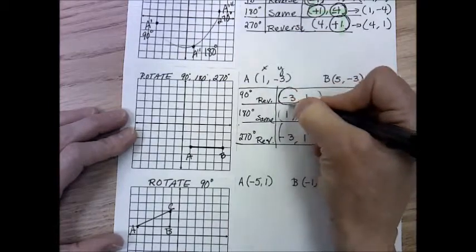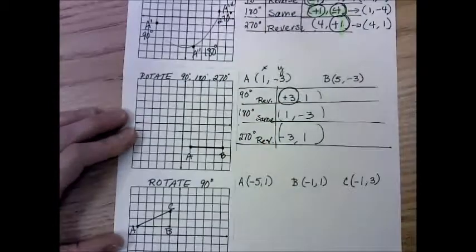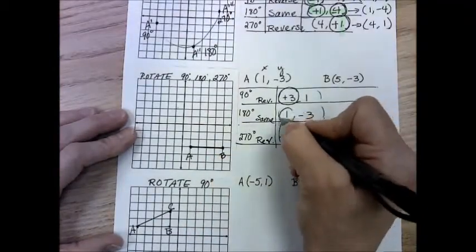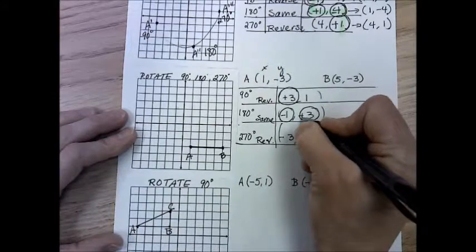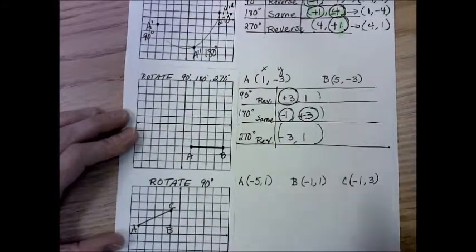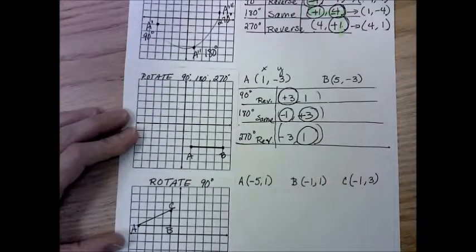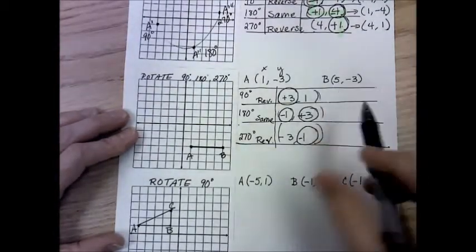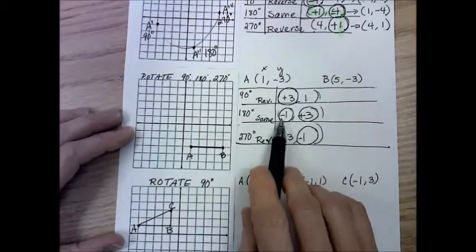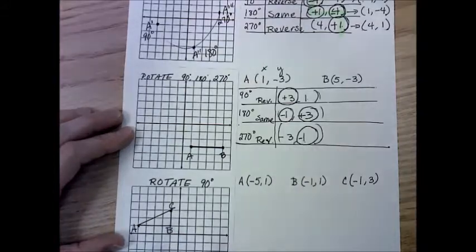So we're going to change the x for a 90. So this now becomes +3. For the 180-degree rotation, we're going to change both of these. So this would be negative, this becomes positive. And then for the 270, we only change our y, so this now becomes -1. So here are our new ordered pairs: 3, 1; -1, 3; and -1, -3; -1 for these rotations.